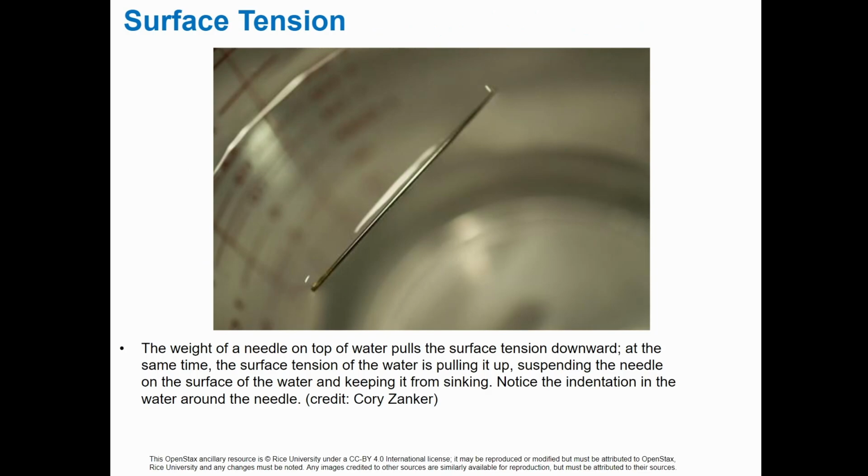For example, you can take a needle, and if you lightly place it on top of water in a glass, you might see a slight bend as the surface tension is pulled downward, trying to resist the sinking of this needle. And if you agitate this cup too much, the needle will sink. But you can carefully suspend the needle on the surface of water and keep it from sinking, and this is because of surface tension. And surface tension is possible because of the cohesion between water molecules.